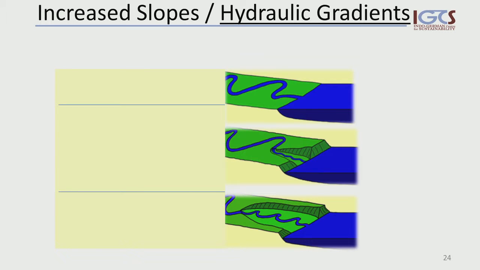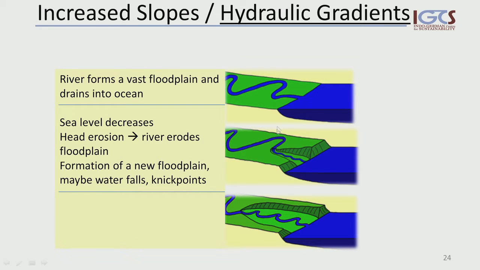Now, what the very generic model is, from which you can depart and analyze any other system, we have two stages. In this case, the first stage, a river draining into the ocean, reaching the base level. It's meandering through a floodplain. The second stage would be if we would lower the water level in our reservoir here, we create a gradient here, we increase slopes, and by that we increase head erosion. Head erosion is taking place and moving upstream.